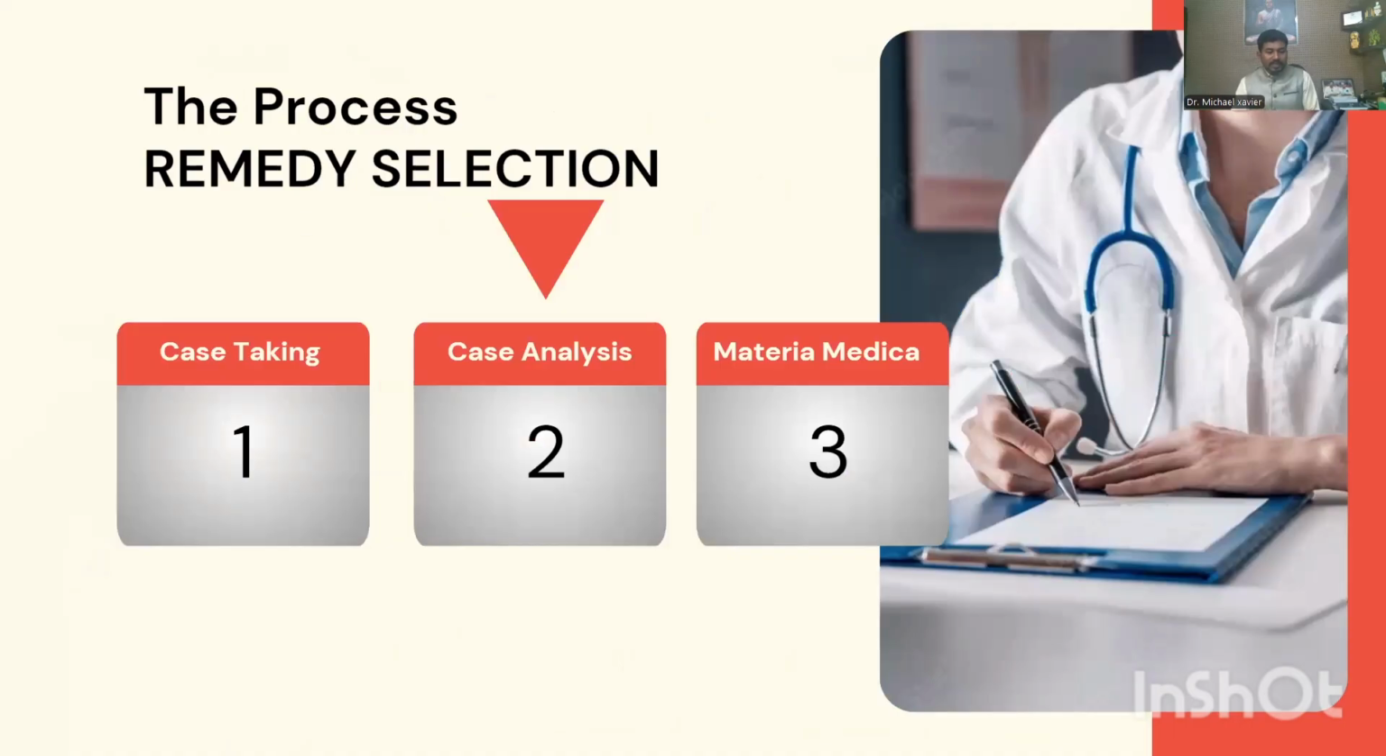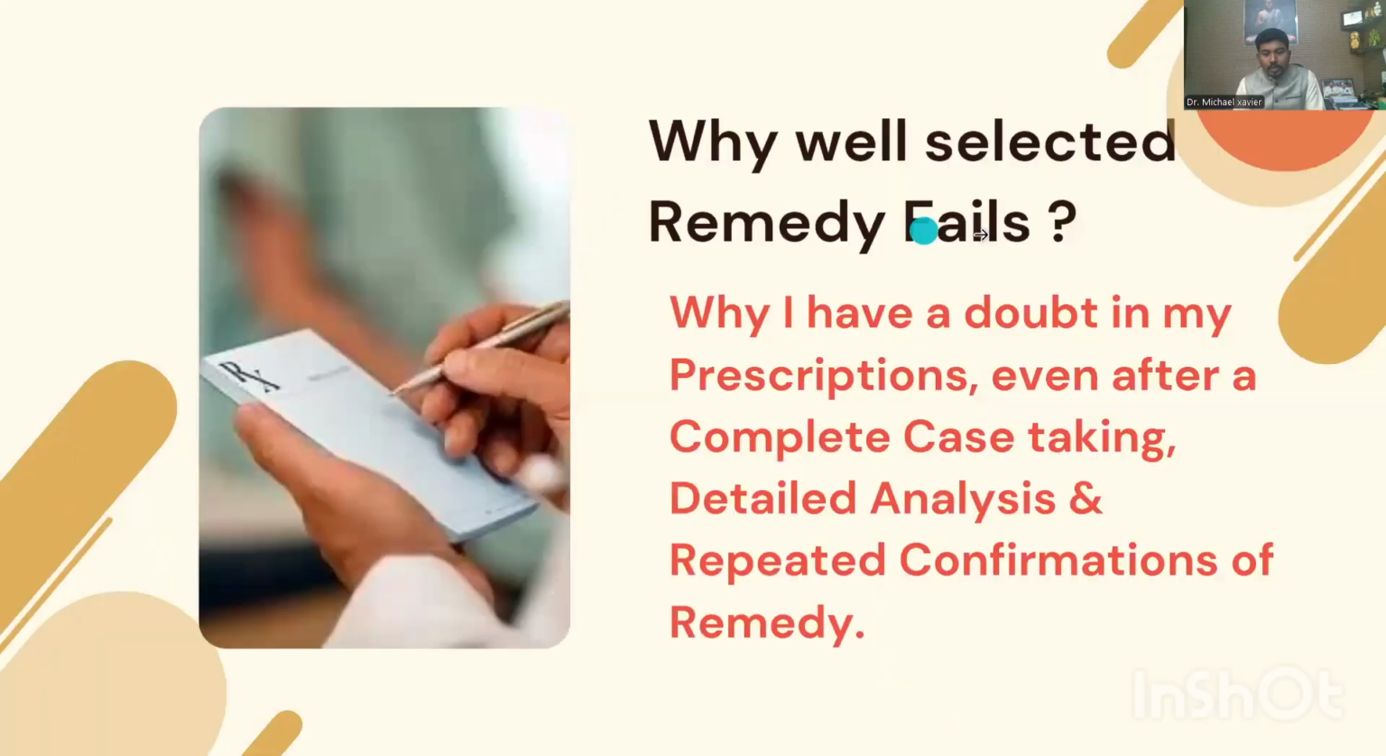In the process of remedy selection, there are three stages: one is case taking, another is case analysis, and the third is materia medica. What we do in case taking from a patient, collecting the symptoms, and how we bridge this to the materia medica, there comes our role. Okay. So why does a well selected remedy fail?